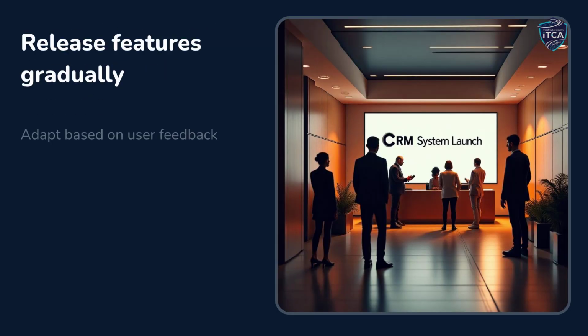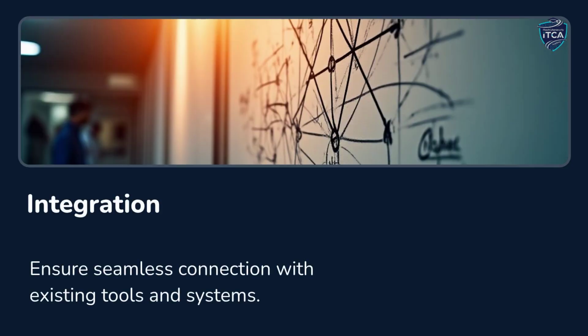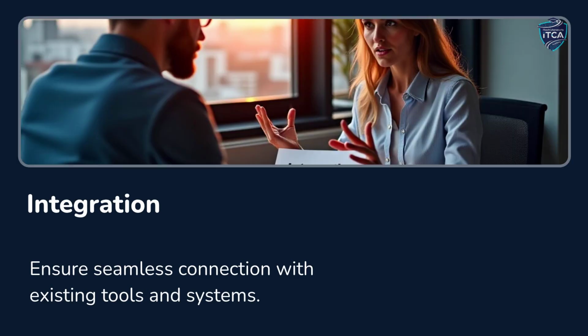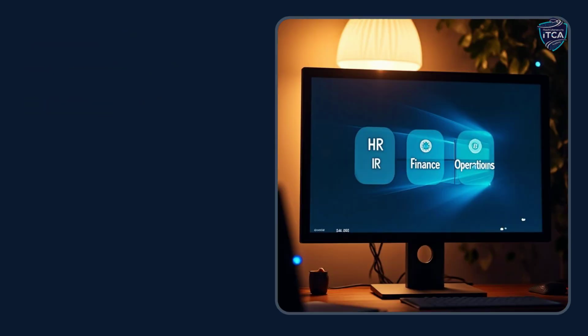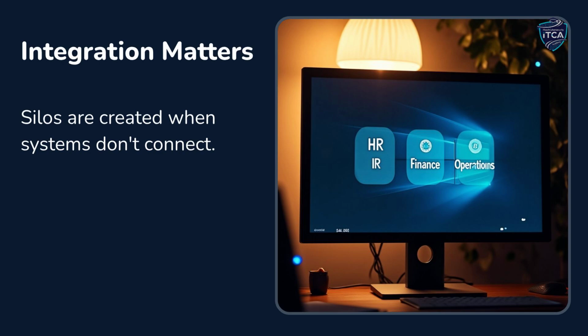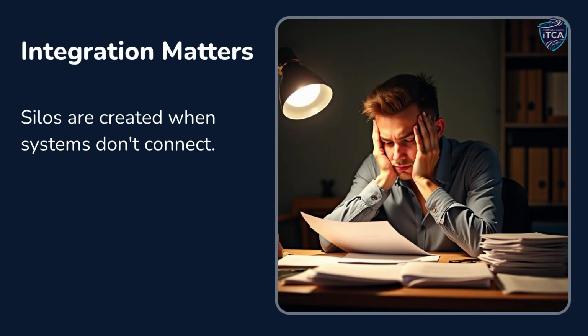A bank launching a CRM system, for instance, might go agile so they can release features gradually and adapt based on user feedback. But even a well-designed system can fail if it doesn't connect to the tools and systems you already have. Let's talk integration. Lesson 5.3, Integration with existing systems. Integration matters because organizations already have HR, finance, and operations tools running. If IMS doesn't connect seamlessly, you'll end up with silos, and nobody wants that.